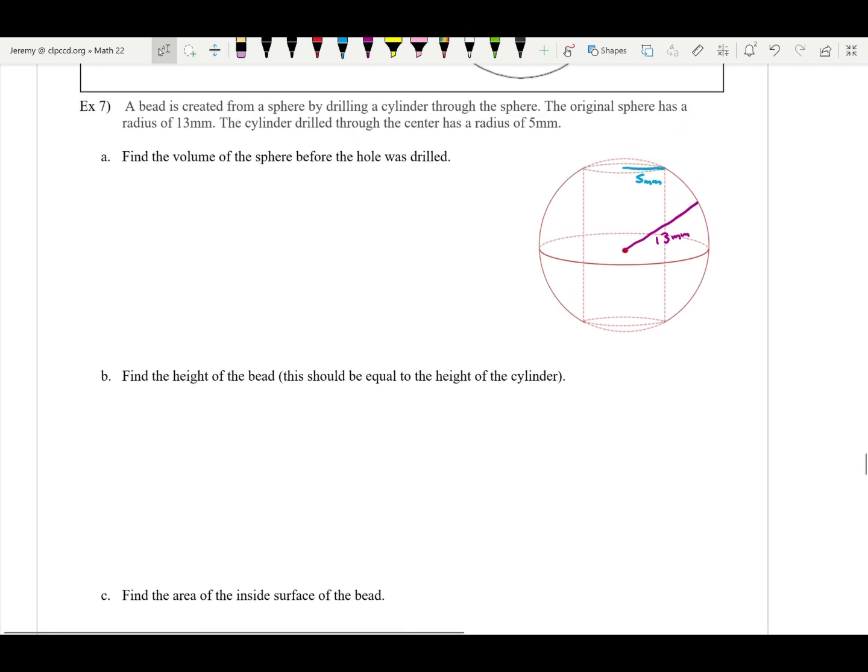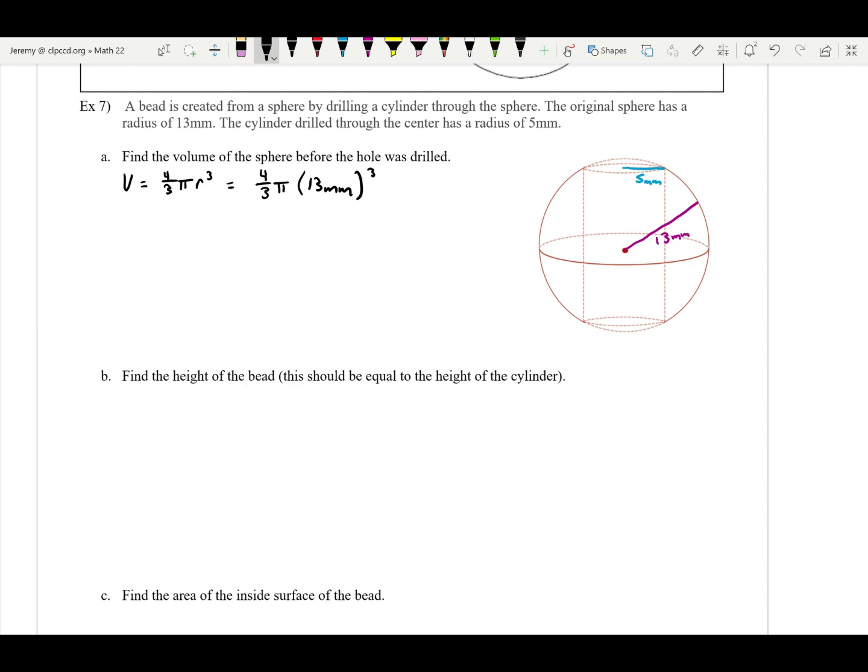So we've got a few parts here. Part A, we want to find the volume of the sphere, but before the hole was drilled. So really we're just looking at the spherical object that we started with. And the volume formula for a sphere is 4/3 pi r cubed. And yeah, a really nice one. We only need that radius value in order to find this volume. So the radius is 13. And I'll write the millimeters in here.